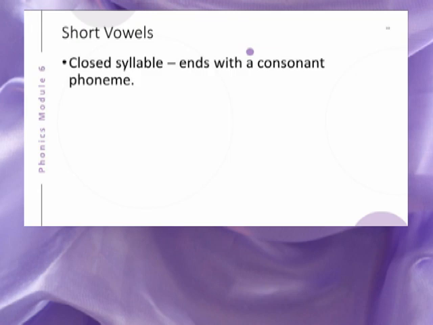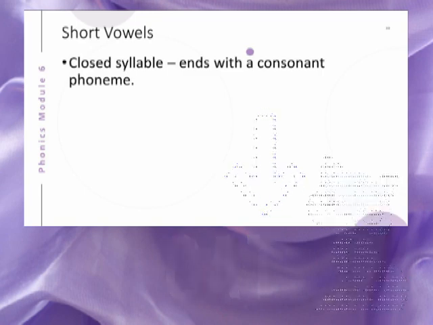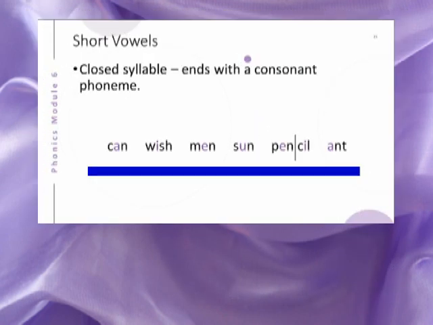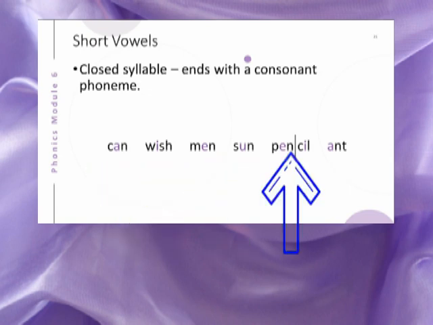We often find the vowel phoneme in a closed syllable to be short. A closed syllable ends with a consonant phoneme. Here are some examples of closed syllables. As you can see, each word or syllable ends with a consonant phoneme.